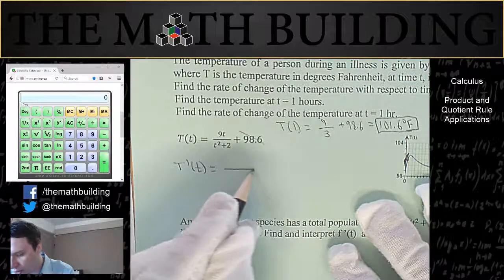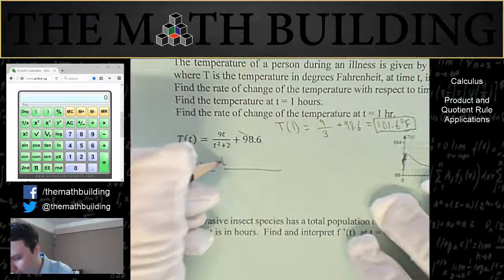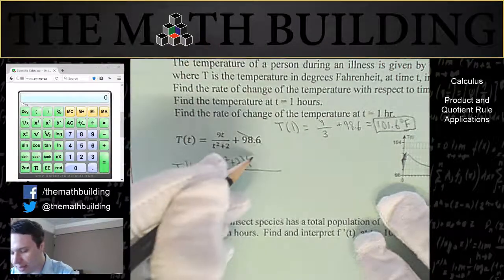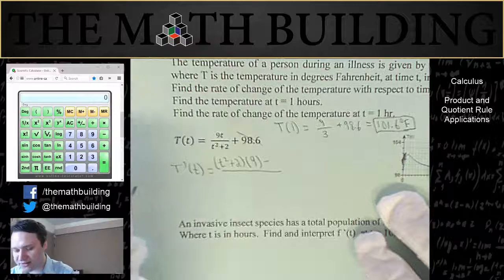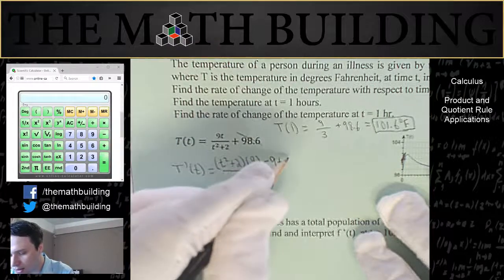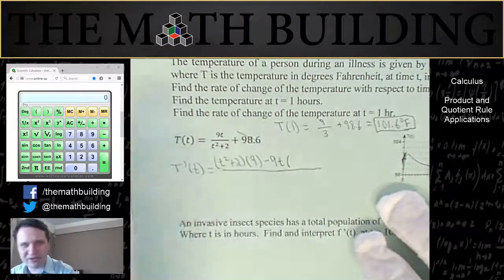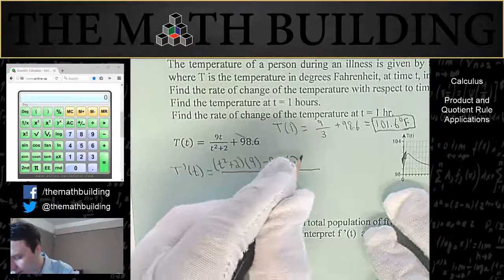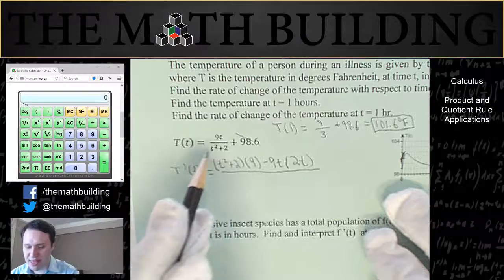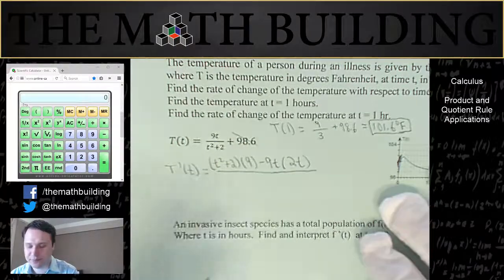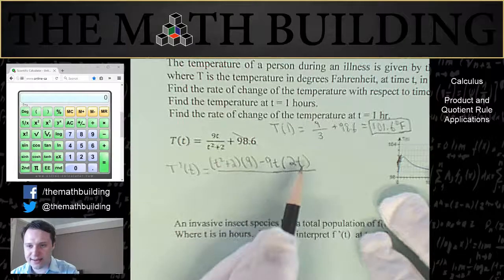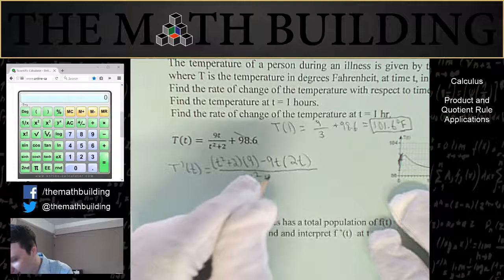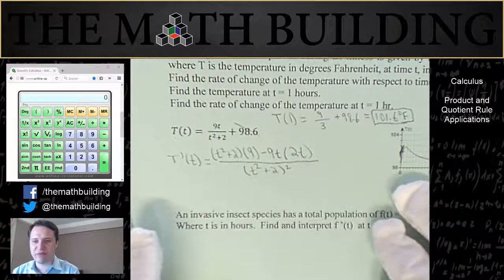We do the quotient rule, which is low d high, and the derivative of the top is just 9, minus high d low. Hopefully you've memorized that by now. The derivative of the bottom is just going to be 2t, because we can ignore the 2, and the derivative of t squared is 2t. So low d high minus high d low, all over low squared. Okay? So there's our derivative function.